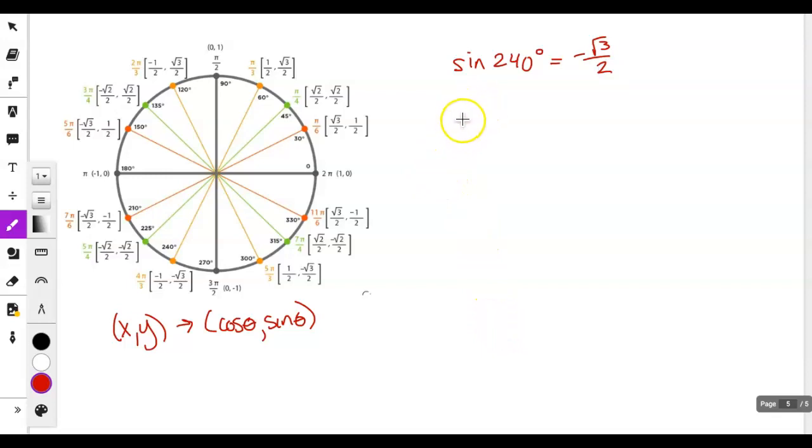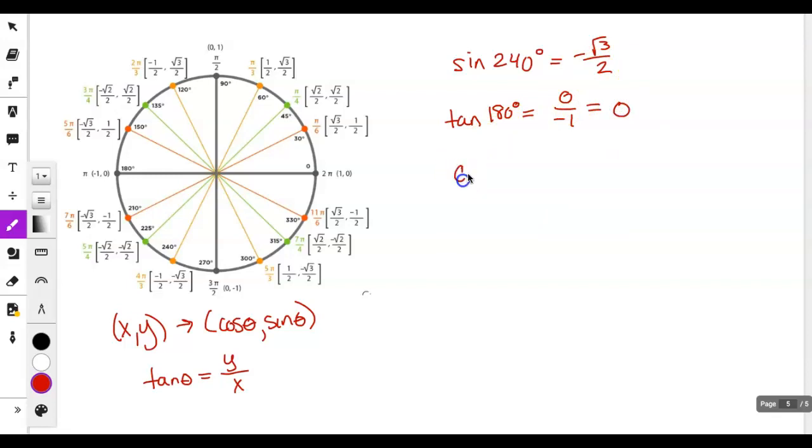If we want to say, let's do the tangent, and I'm going to actually do one of these quadrant angles so that you can see what happens. So let's do the tangent of 180 degrees. Well, if you remember, tangent is the y coordinate divided by the x coordinate. So here's 180, here's the ordered pair. So the y coordinate is 0, and the x coordinate is -1. So 0 divided by -1 is 0. So the tangent of 180 is 0.